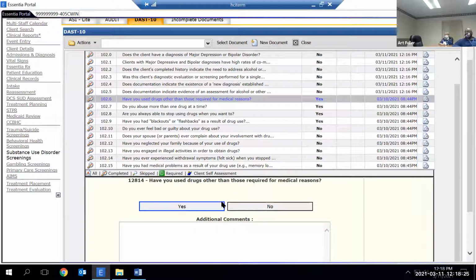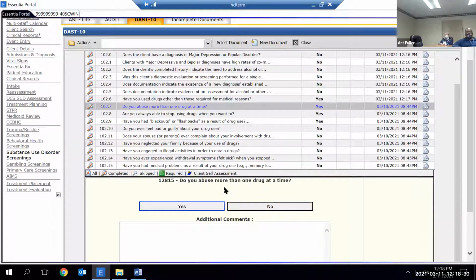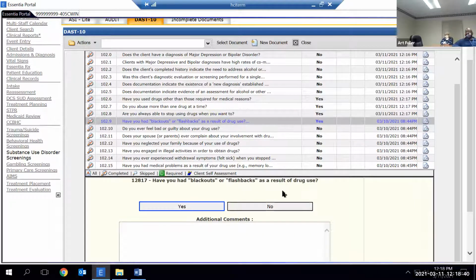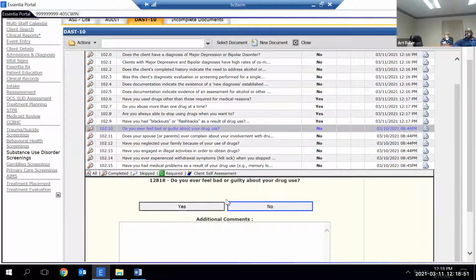And then it starts with, have you used drugs other than those required? So yes, he has alcohol and marijuana. Do you use more? Yes, he drinks and smokes. Are you able to stop when you want to? He says he is. Do you have blackouts or flashbacks, or have you had? And he did say yes, he has had blackouts to alcohol, so you would do yes.